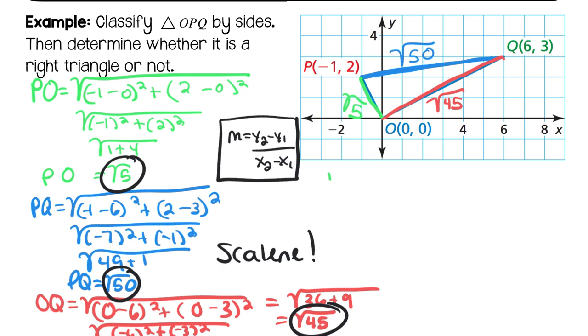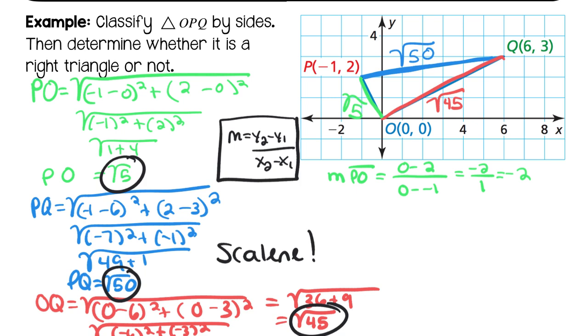So to calculate the slope of side PO, we've got y2 minus y1, so 0 minus 2 over 0 minus -1. We end up with a slope of -2 over 1. So our slope is -2.